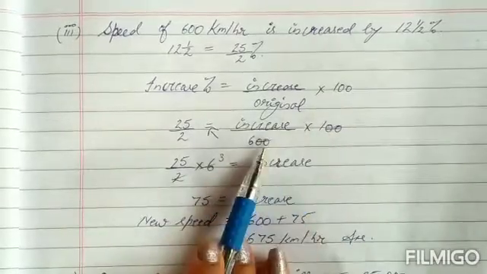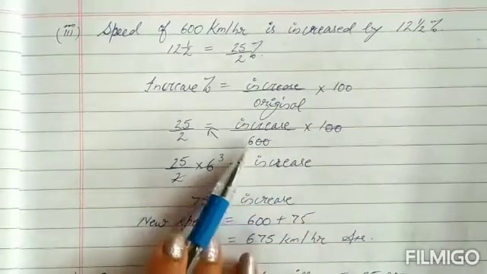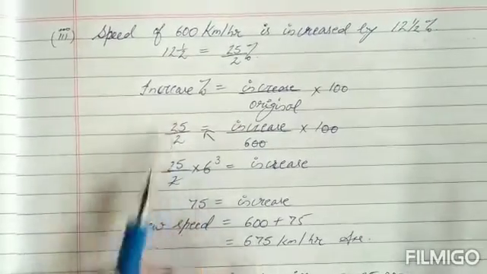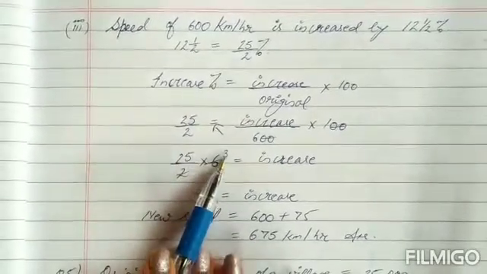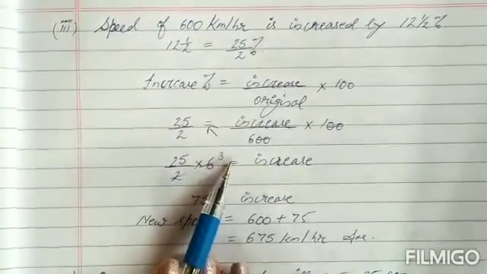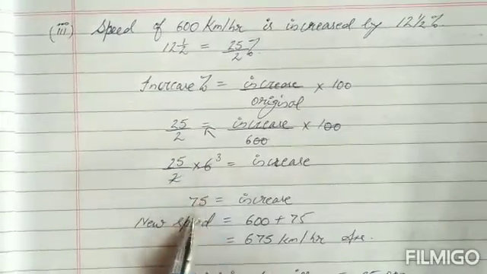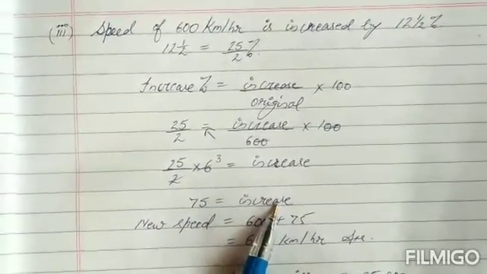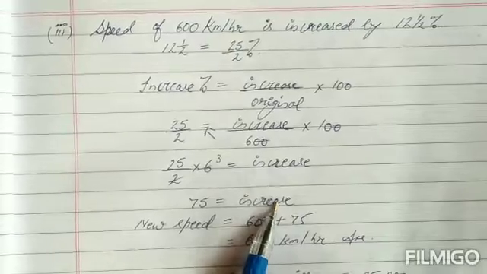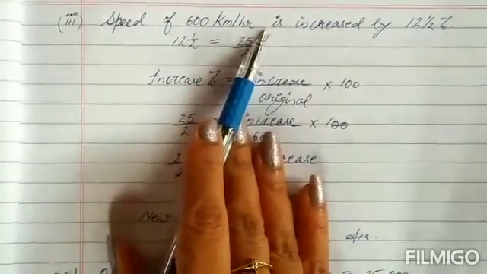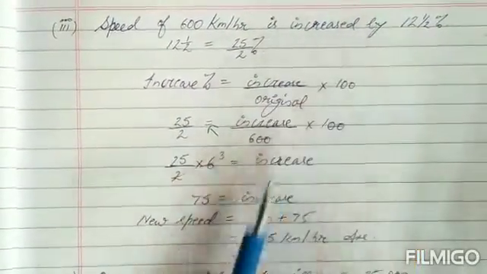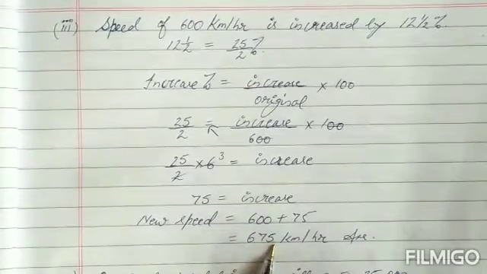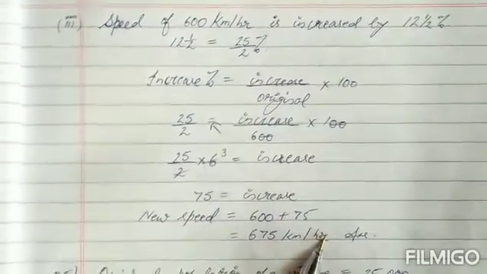Now cancel the zeros of the numerator and the denominator. Now 6 is in division, take it on the other side in multiplication. 25 upon 2 multiplied by 6, cancel 2 and 6 3 times, so 25 3s give us 75 is the increase. Now what is the new speed? Because we have to find the resulting quantity when the speed of 600 kilometers is increased by this much, you are going to add to 600 and the new quantity is 675 kilometers per hour.